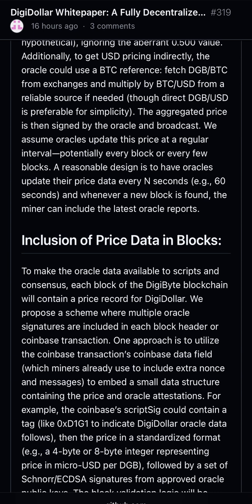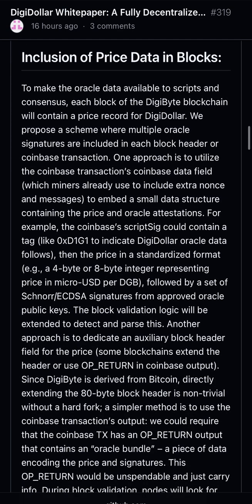A reasonable design is to have oracles update their price data every n seconds, e.g., 60 seconds, and whenever a new block is found, the miner can include the latest oracle reports. Inclusion of price data in blocks.